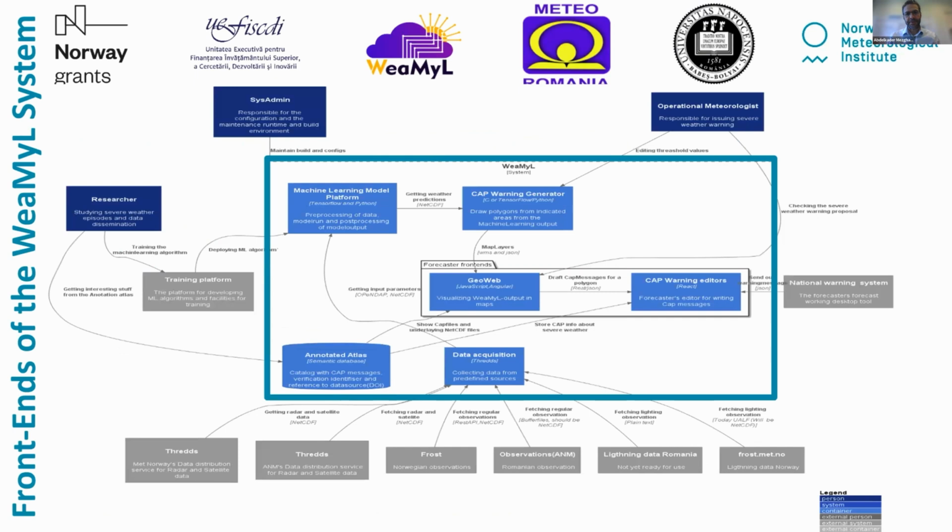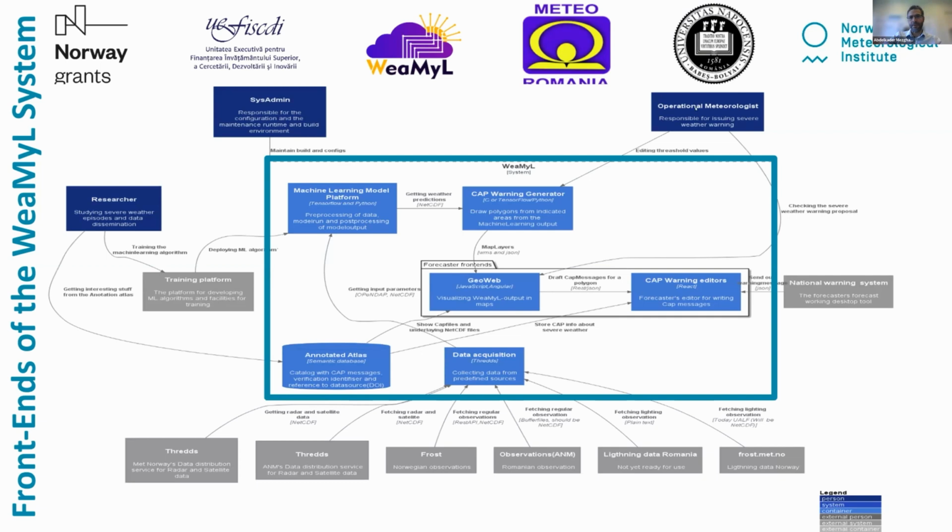This is the general picture of the WeaMyL project components. It's very complicated, but what I would like to highlight here is that you have different levels, you have different colors. So the dark blue represents the end users, as I mentioned. Here you have the researchers, for instance, who will use this platform to train some of the data and to identify some of the training data sets that will be used in the machine learning algorithm.